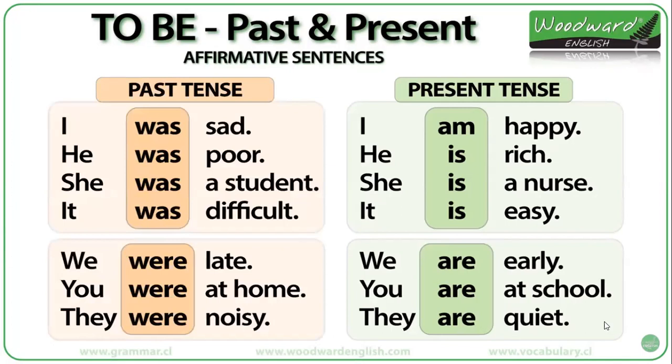To be in the simple past tense is as follows. I was sad. He was poor. She was a student. It was difficult. We were late. You were at home. They were noisy.